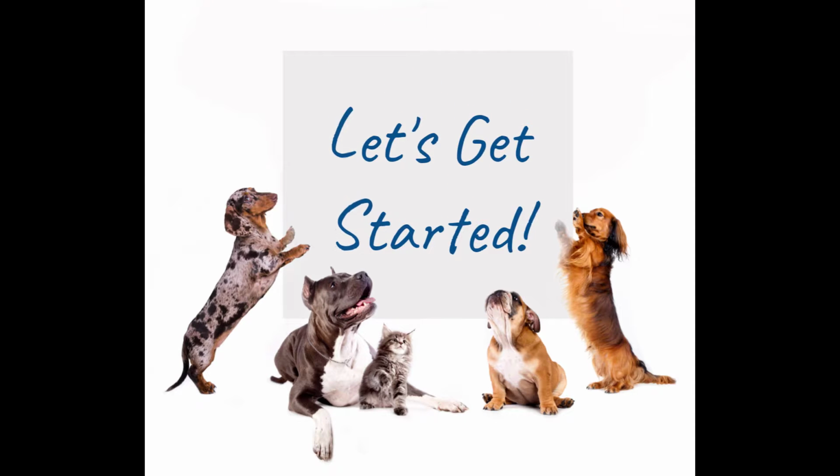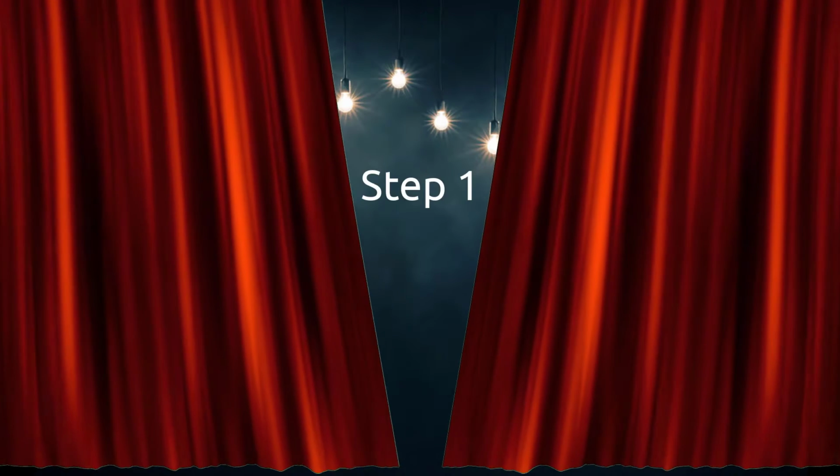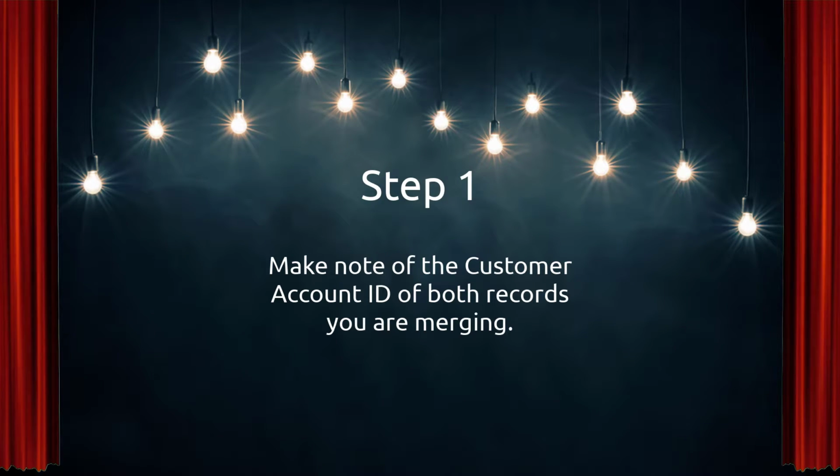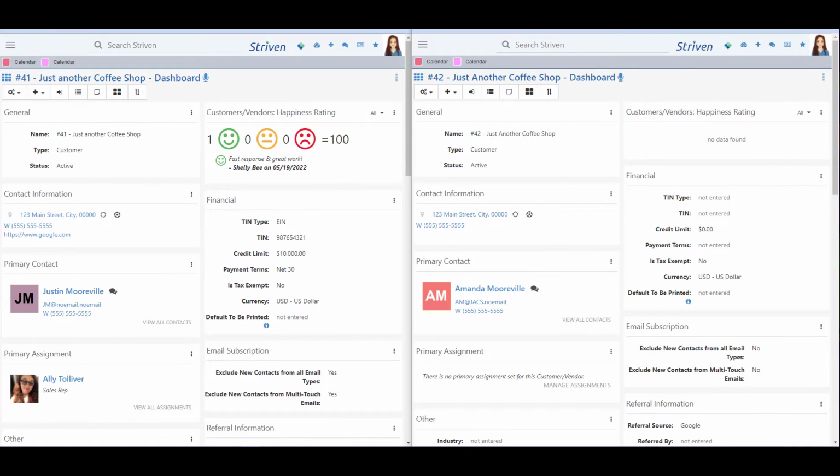Now that we've taken all that information into consideration, we can begin the merge. Step 1. Make note of the customer account ID of both records you are merging. So for our example, you can see I have two customer records for Just Another Coffee Shop, which we'll be merging into one. In order to keep track of which record is the To record and which is the From, we'll pay close attention to the customer account ID number.